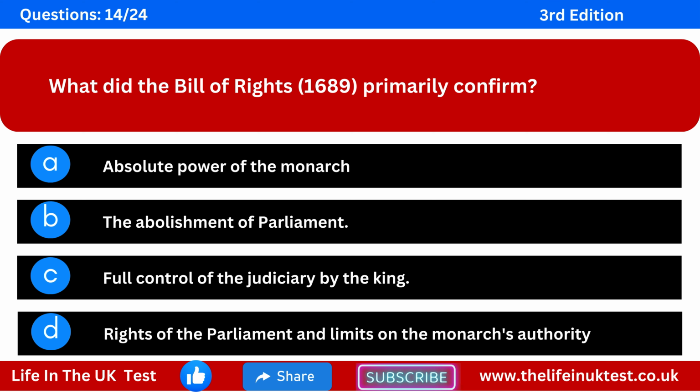What did the Bill of Rights 1689 primarily confirm? Option A: absolute power of the monarch. Option B: the abolishment of Parliament. Option C: full control of the judiciary by the king. Option D: rights of the Parliament and limits on the monarch's authority.